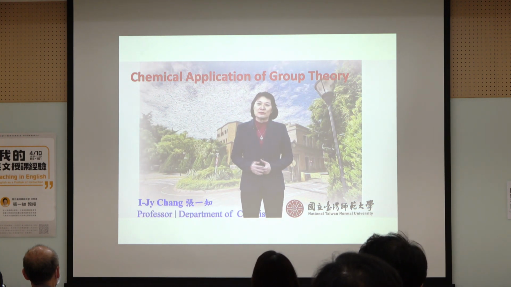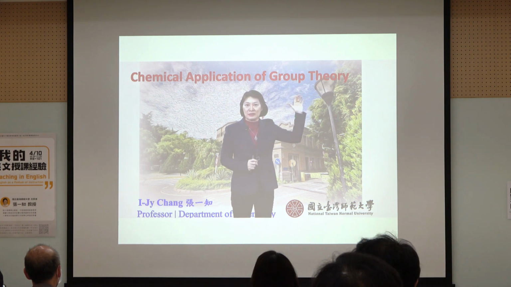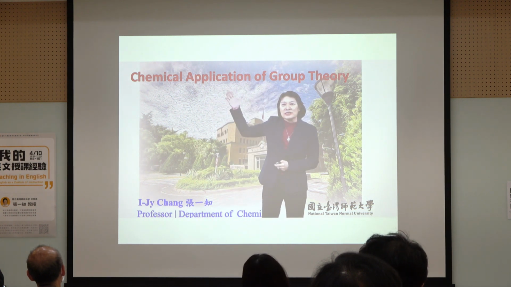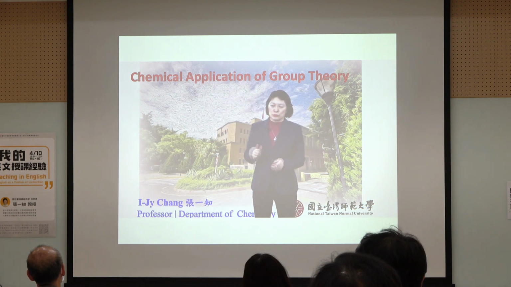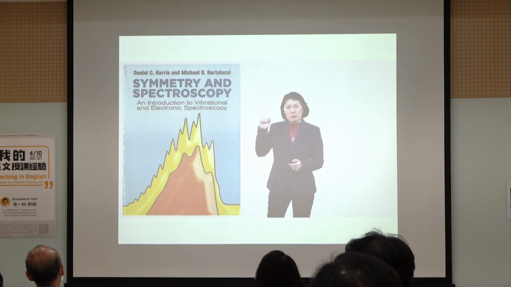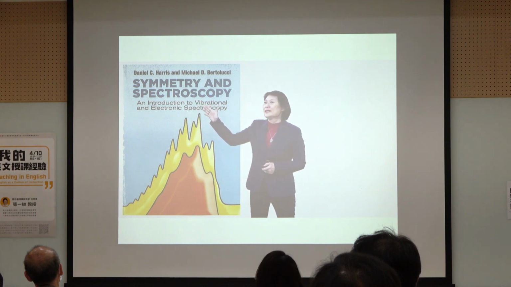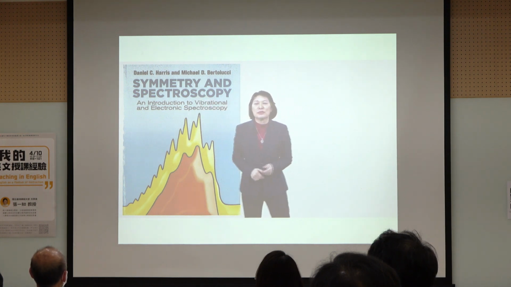Hello everyone, welcome to the chemical application of group theory course. Group theory itself is a very important topic in mathematics. But for us, we are not learning the whole theory about group theory. We are focusing on the application for chemistry, what we can use group theory to understand: the chemical properties. And one of the most important parts is to understand molecular spectroscopy. So this is the textbook we chose for this course. This is called Symmetry and Spectroscopy.